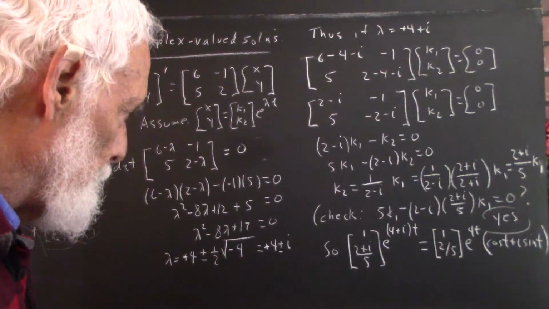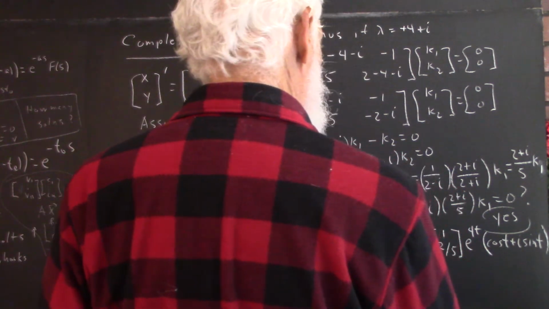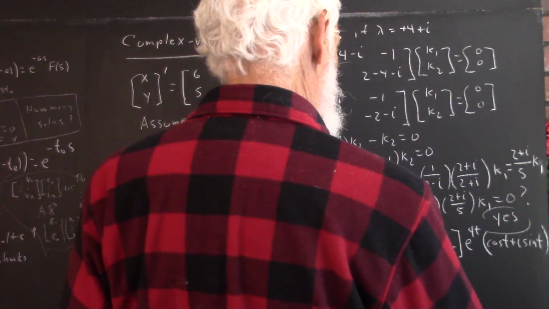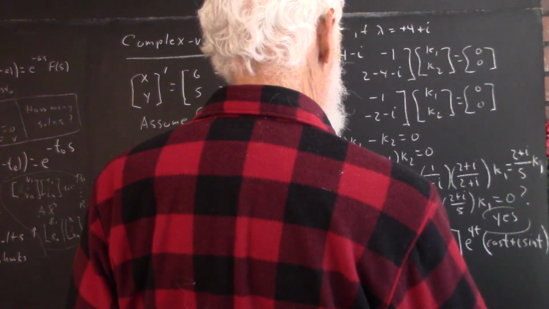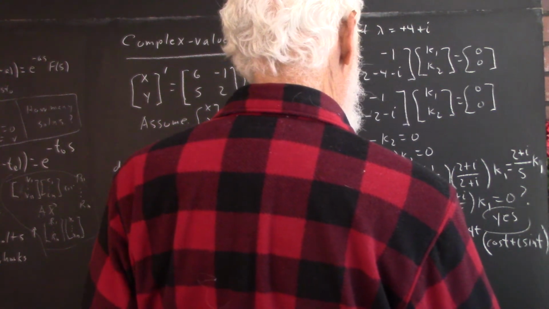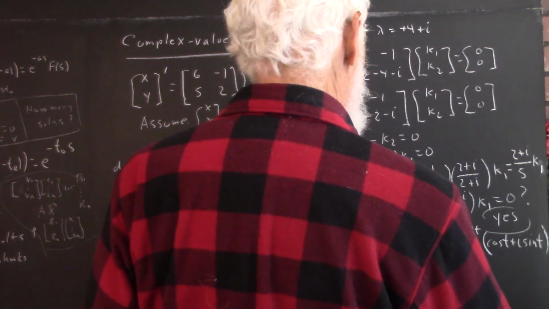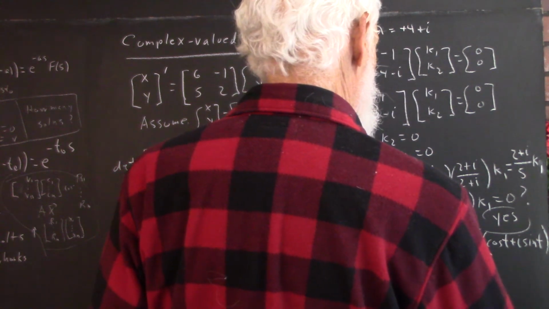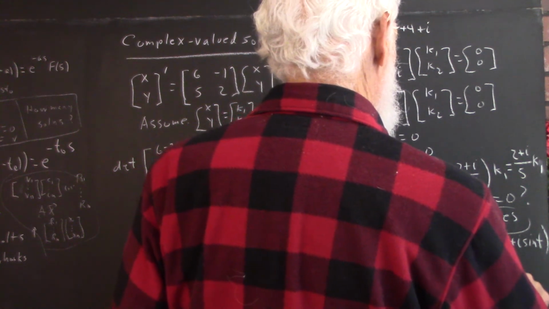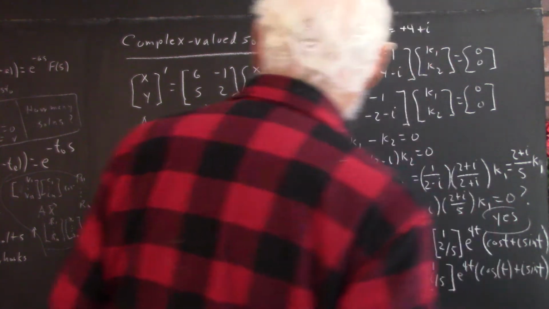It's going to be then plus, I'm running out of room, which is inconvenient, but it's going to be plus 1 I over 5 times the same thing, e to the 4t times cosine t plus i sine t.